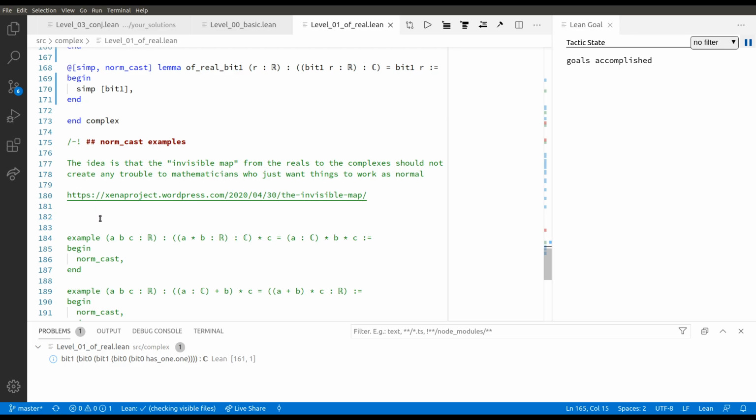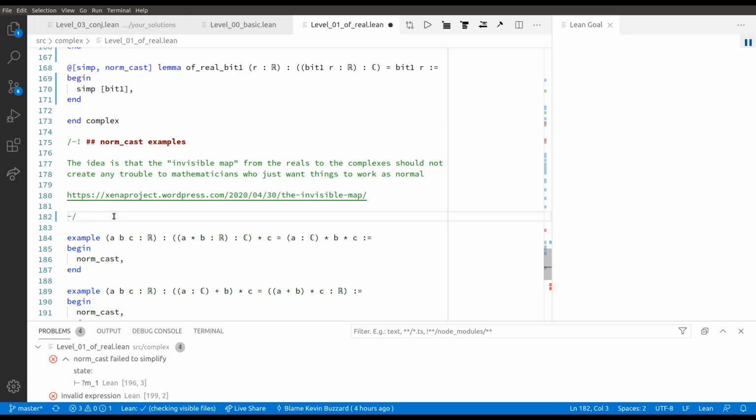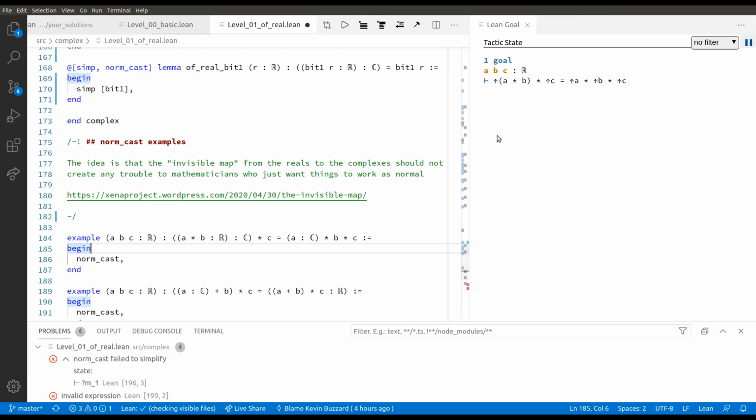So that's level 1 done, and now let me just show you the kind of thing we can now do. This is the kind of thing, in 2018, I did a bunch of projects with undergraduates, and we were doing a bunch of number theory, and it was really annoying because we were constantly switching from the naturals to the integers. And it was just the same thing. There's an invisible map from the naturals to the integers. And even though it was trained to do all the right things, we didn't have the normcast tactic.